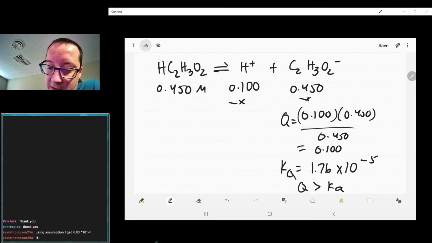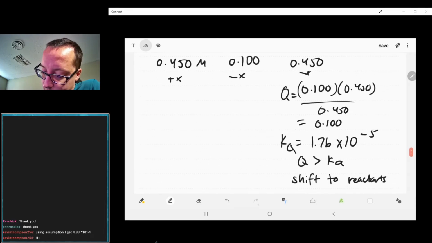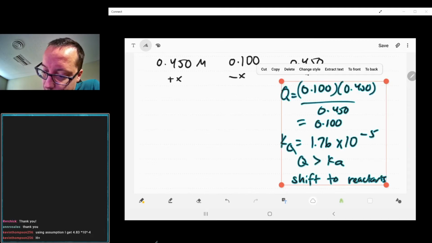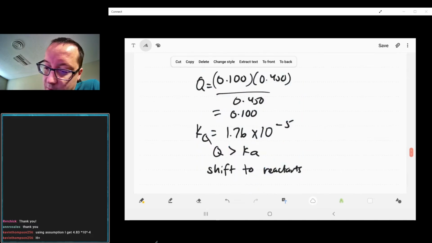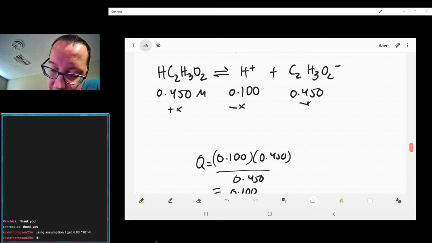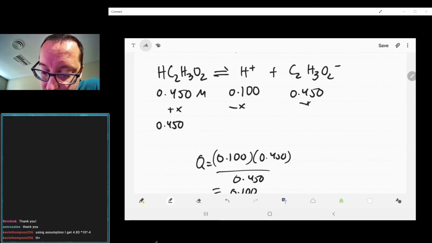Oh my goodness, we have no room. Oh no. Maybe we can make this work. Can we move this slightly out of the way? Here, we'll just throw this down here. Our work for Q. Okay. So Q again tells us the direction the reaction will go.